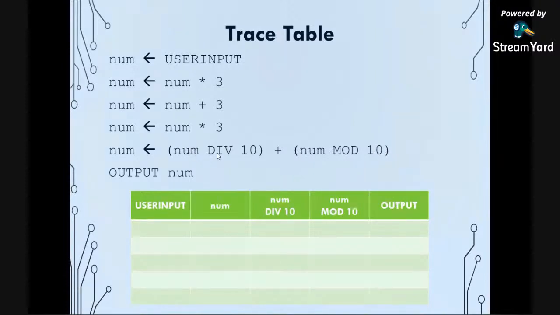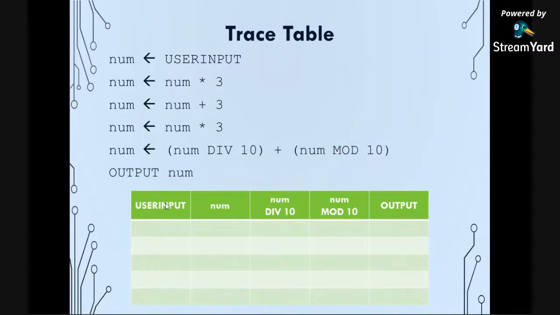So if you divide by 10 and have no remainders, which is what div means, then you'll get the first digit. And then to get the second digit, you want num mod 10, which is dividing by 10 and giving you just the remainder, not the divisible part of it. And then we output the number.